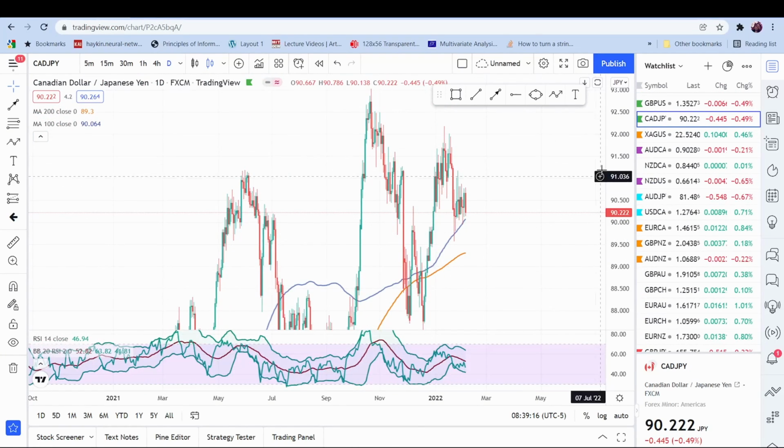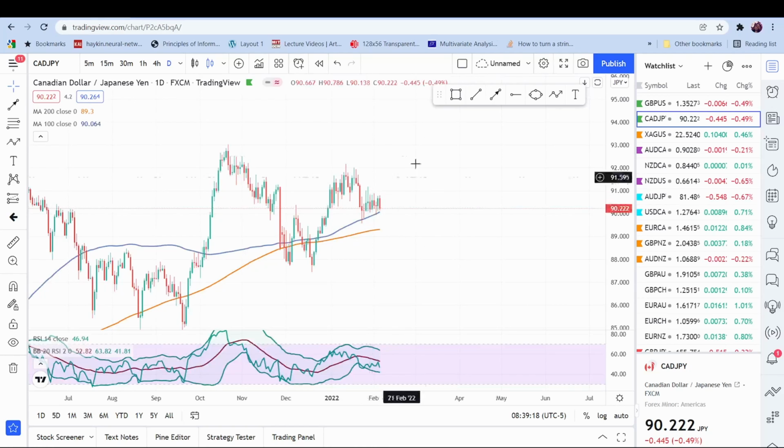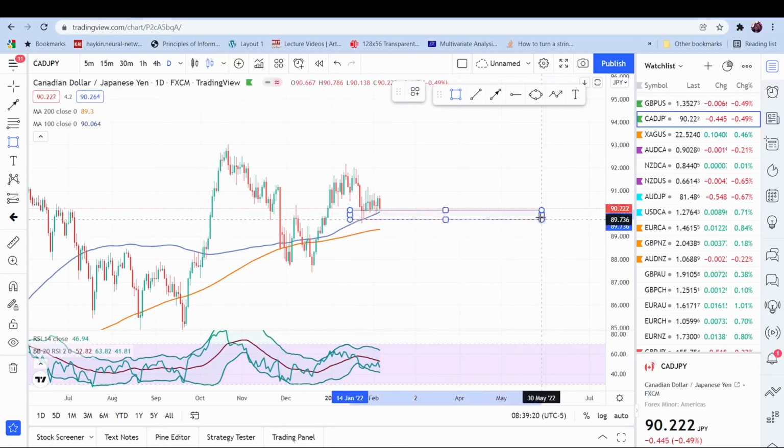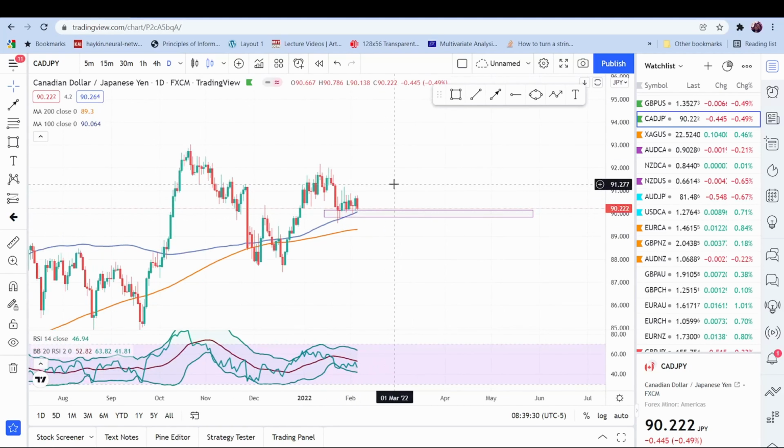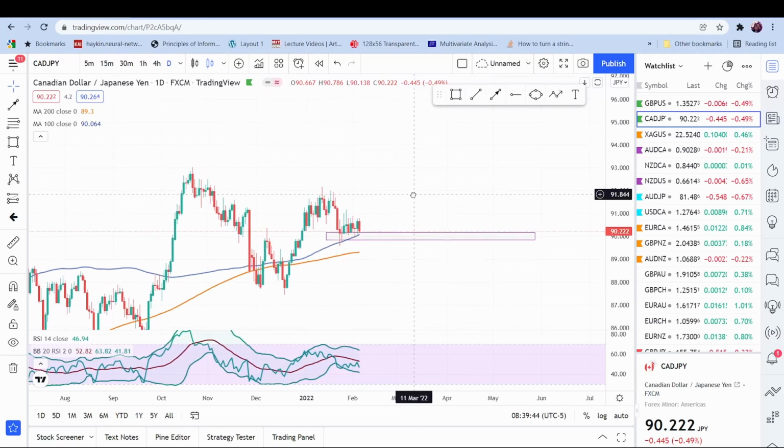CAD JPY, guys. The CAD has been quite strong recently. The Canadian economy has been quite well to do, very robust in their monetary policies and overall economic outlook. We have seen nothing but strong and very encouraging news on the Canadian economy. So overall, I am a little bit more on the bullish side of the Canadian dollar.